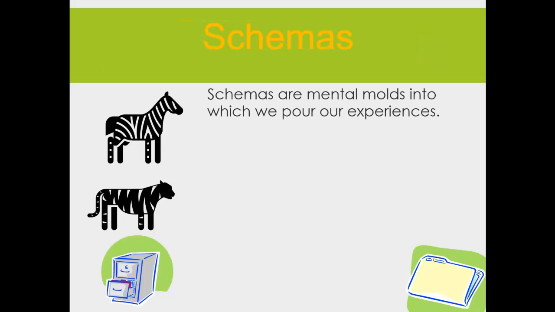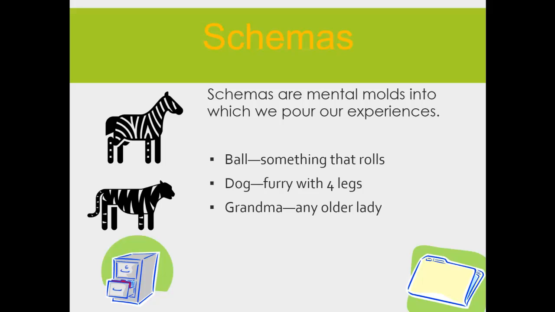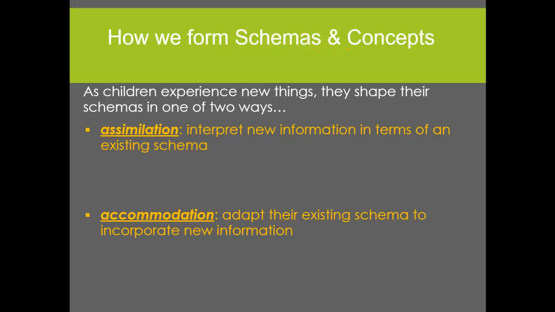Let's break that down a little bit further. We know schemas are mental molds into which we pour our experiences. For example, a ball is something that rolls. A dog is something furry with 4 legs. Grandma could be any older lady. But as we get older, schemas get more specific with experience. As children experience new things, they shape their schemas in one of 2 ways.